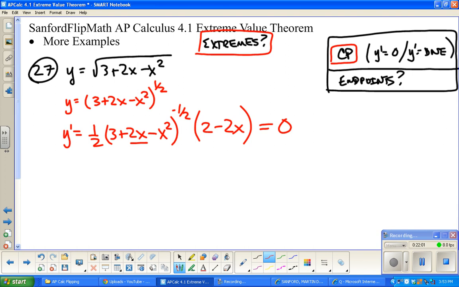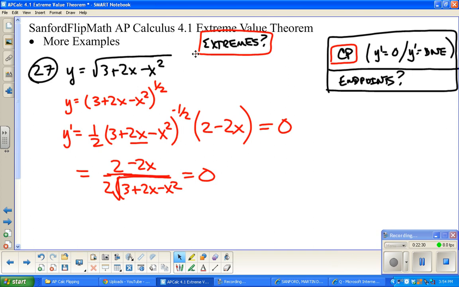Now, I think that this is going to be easier to work with if we do just a little bit of simplifying. This is really 2 minus 2x over 2 times the square root of the expression. I'm going to go ahead and leave it as a square root. Again, I'm trying to make this equal to 0 because that's where critical points are. Now, worth noting that I do have a factor of 2 here that I can divide out. And if I do that, this is now 1 minus x.